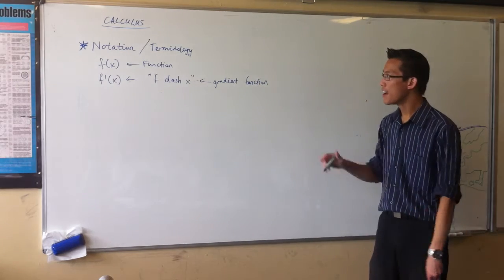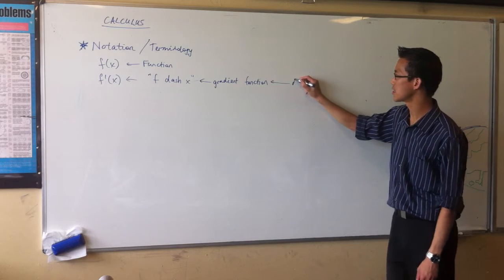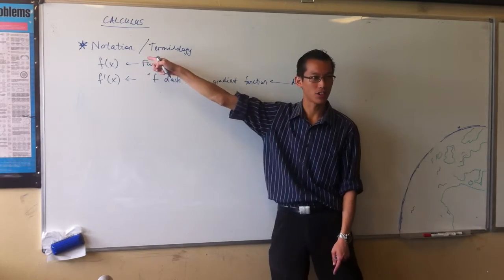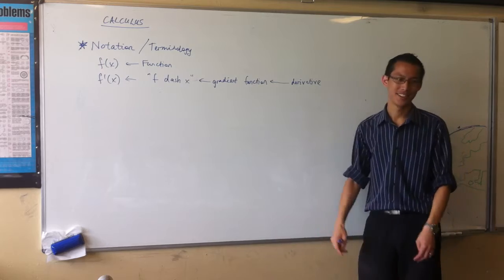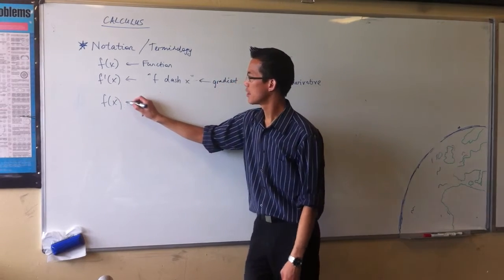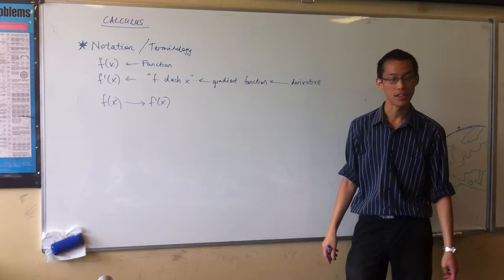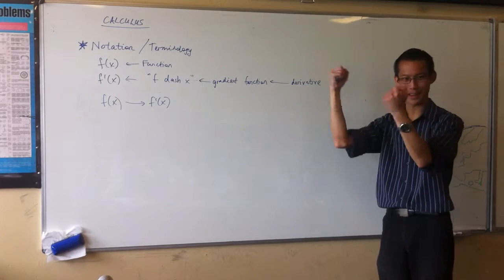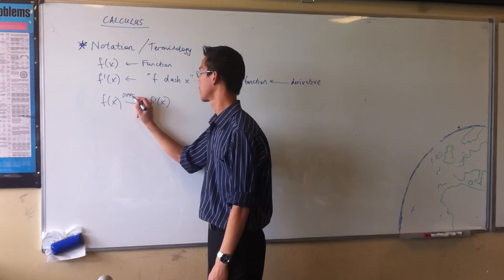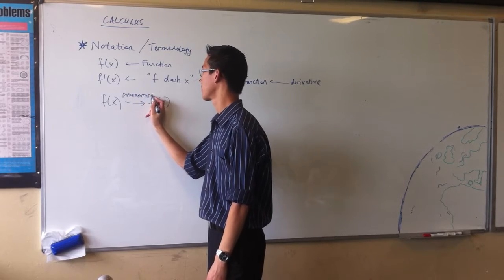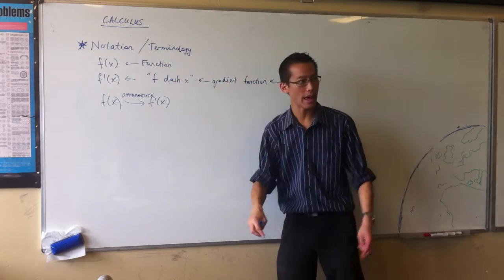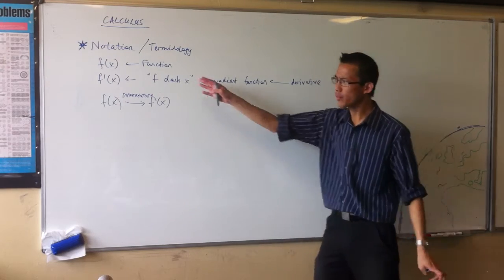Another name for the gradient function, you might have heard me say a few times, is the derivative, because it comes from that function. So it's derived from. However, just to make things more confusing for you, the process of going from f to its derivative is not called deriving. Stupid mathematicians and their use of English. It's called differentiating. So to go from a function to its gradient function, to go from f to f dash, we call that differentiating.